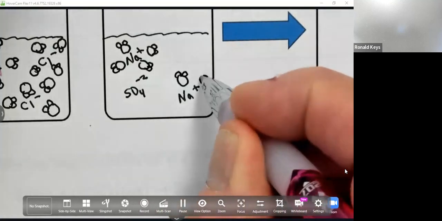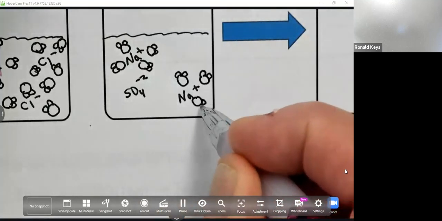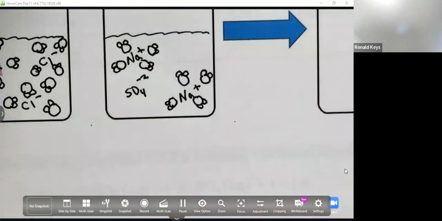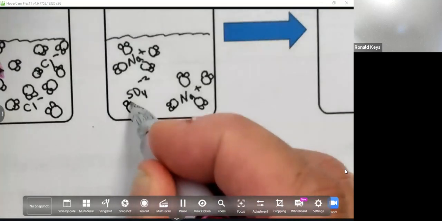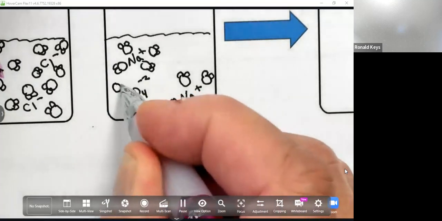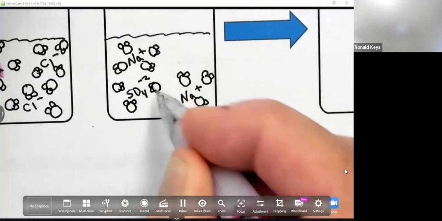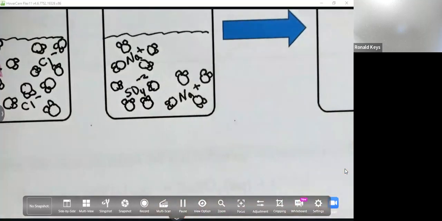To have the positive hydrogens, the Mickey Mouse ears, facing away. For the negative sulfate, they would be facing in. I just put 4 around no matter what.